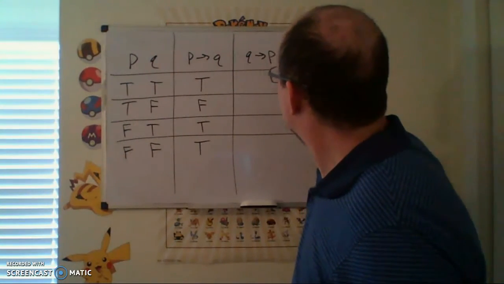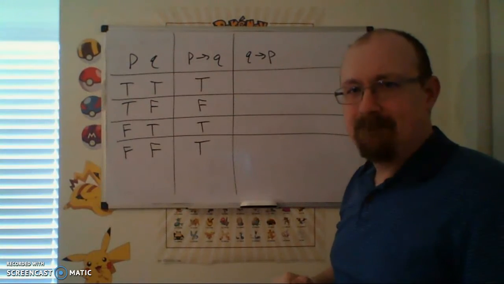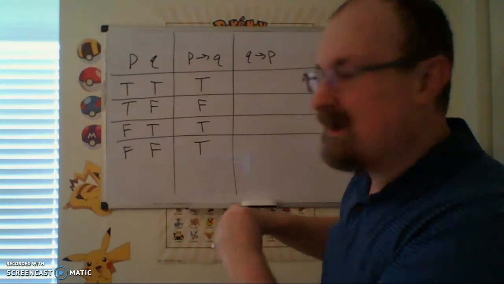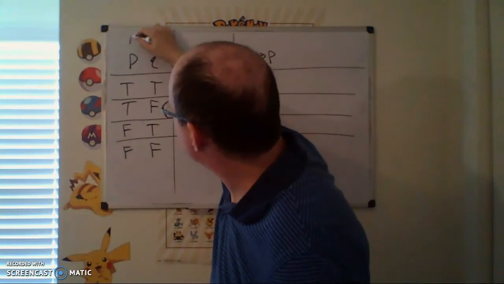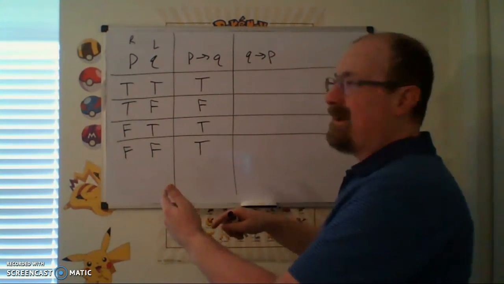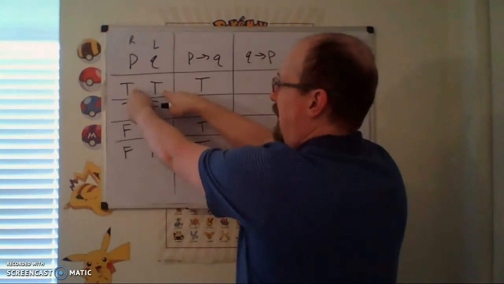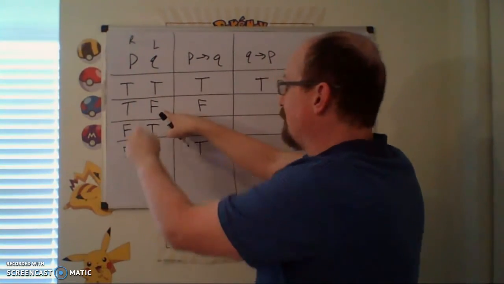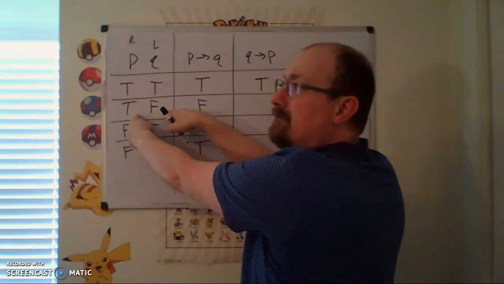So we have Q implies P. Now things are flipped. This is where that LR thing ends up coming in handy, because that's my left-hand side and now P is my right. It may not change much yet, because true implies true. That's still true. False implies true. That one's okay.